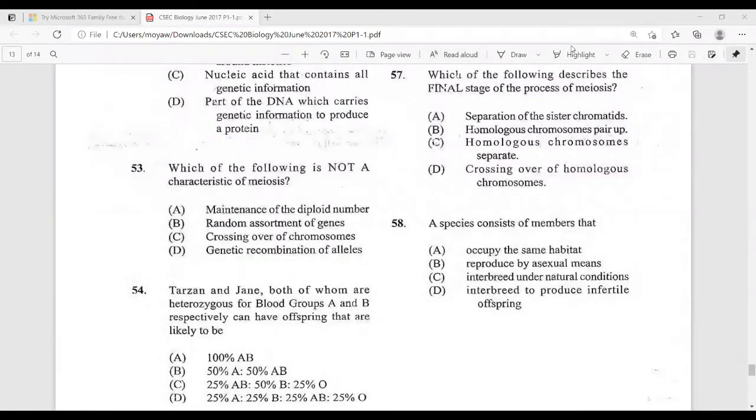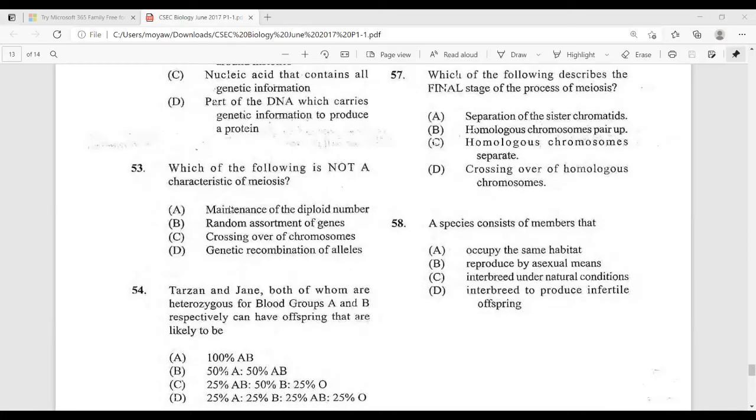Question 53. Which of the following is not a characteristic of meiosis? So guys, please remember that meiosis is a cell division which only occurs in the reproductive organs during gamete formation. It also results in the formation of cells containing the haploid number, which is half the number of chromosomes that the parent cell would have. So now we're asking which of them is not a characteristic of meiosis, all right? So we know what meiosis is now, so we can actually go through the options.